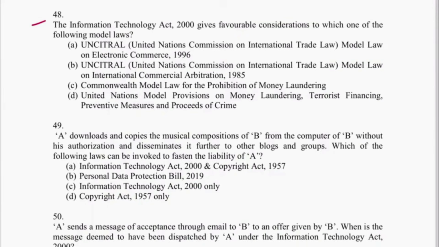Next 48. The IT Act gives favorable consideration to which one of the following model laws? It is UNCITRAL, UN Commission on International Trade Law, Model Law on Electronic Commerce 1996. A is the answer.